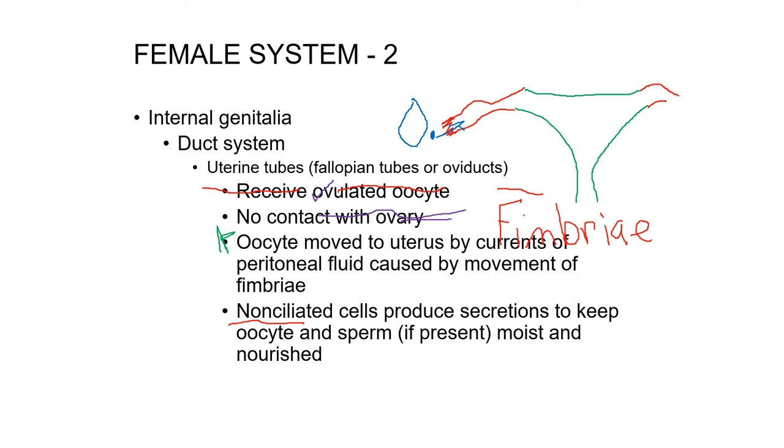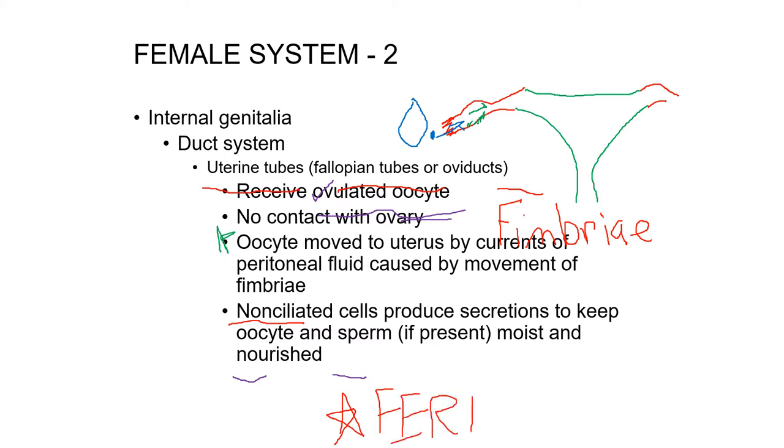Once it's actually in the fallopian tube, we have ciliated cells inside the fallopian tube that also help move the egg closer to the uterus. And we also have non-ciliated cells that produce secretions to keep everything healthy and nourished. These secretions have a lot of important nutrients. Now, as you can see here, the oocyte and the sperm, this is where they meet. So this is where fertilization takes place.